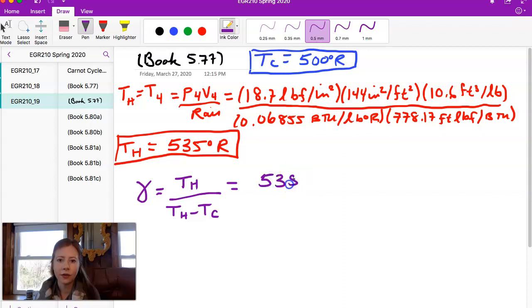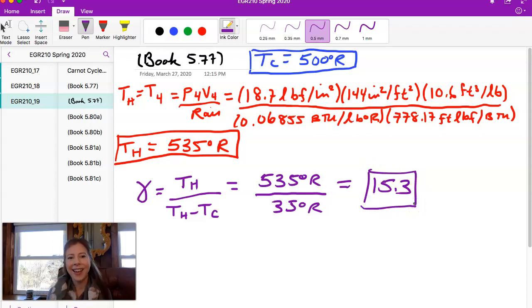So it's going to be 535 degrees R divided by 535 minus 500, so 35 degrees R. And this gives us an efficiency of 15.3. All right, and so we have two more practice problems to get through together today, so let's keep going.